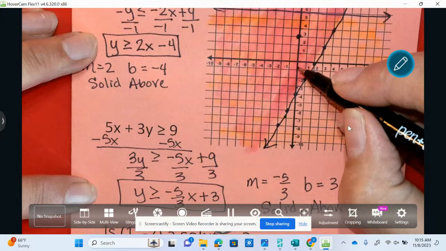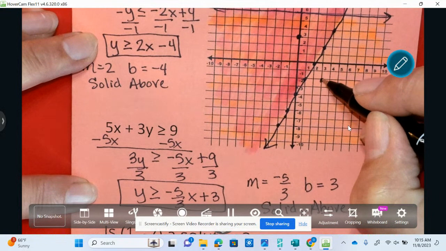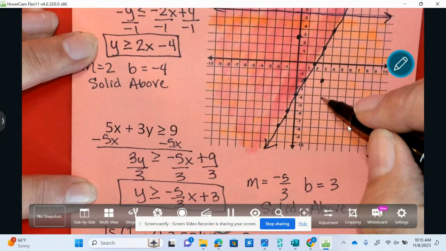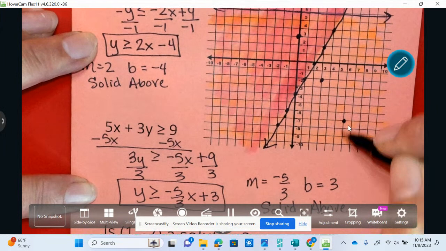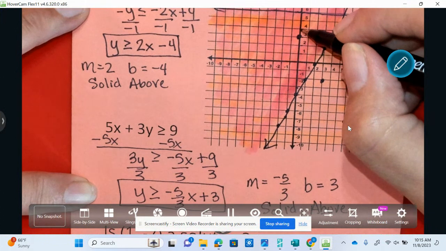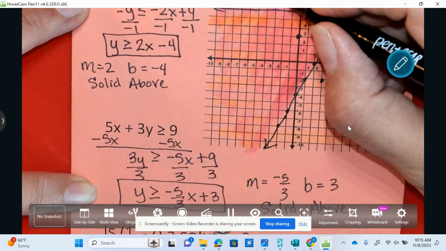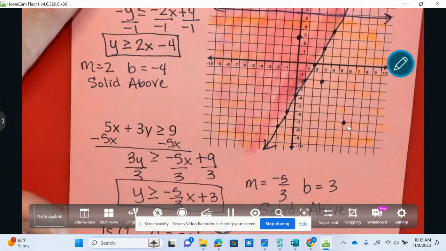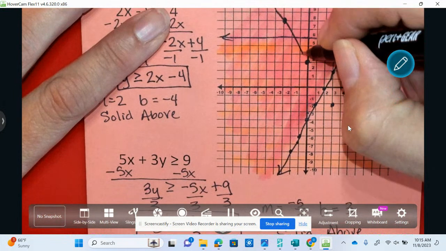1, 2, 3, 4, 5, to the right 3. 1, 2, 3. Garrett, I'm sorry about calling you out on that last one. 1, 2, 3, 4, 5, 1, 2, 3. I can't go down anymore. I'm going to run off my graph, but I probably can go back to b equals 3 and go up 5. 1, 2, 3, 4, 5, and to the left 1, 2, 3. And I'm going to try to connect these with a solid line.